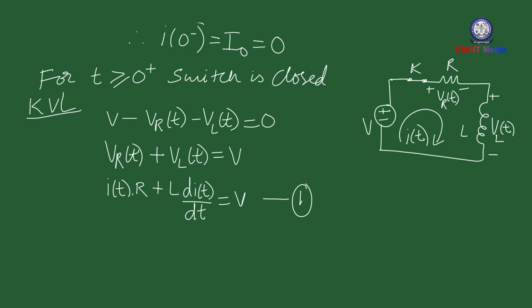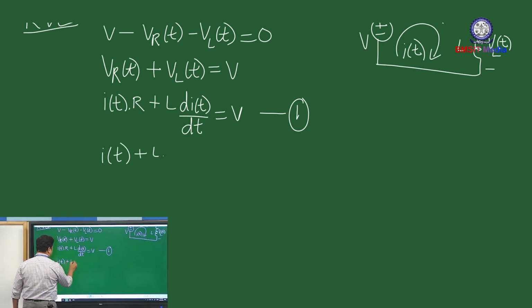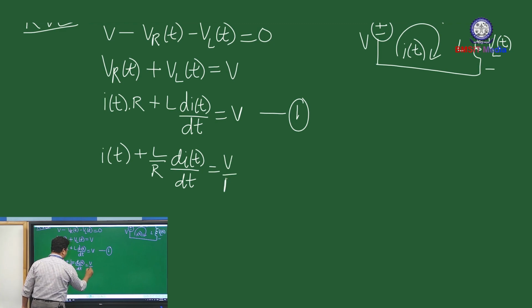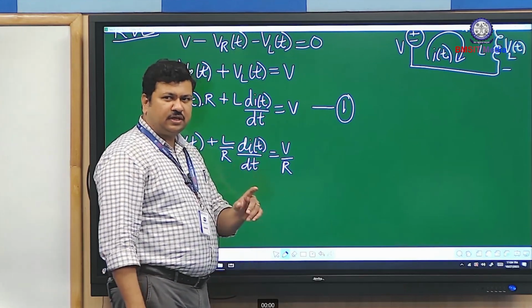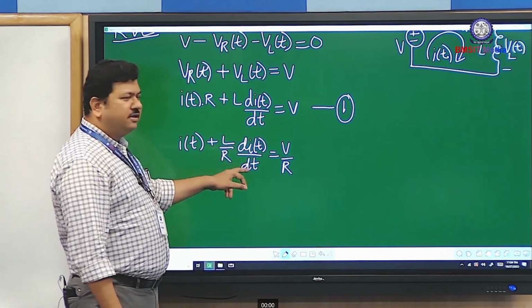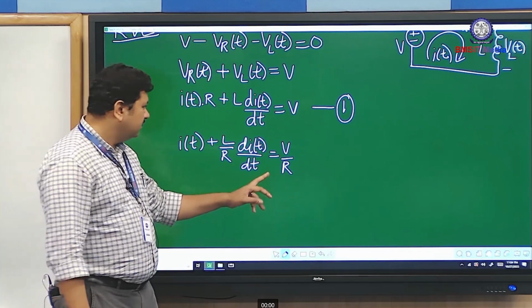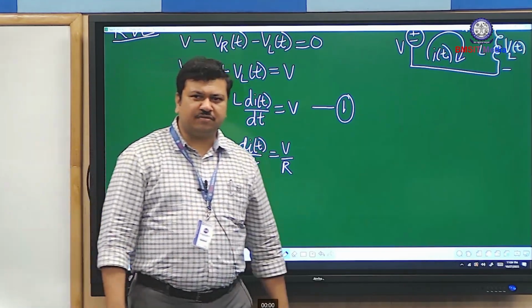Okay. So I will rearrange the terms here. I take I of t plus L over R di of t by dt equals V by R. Okay. So earlier in equation 1, each term was representing voltage. In this expression, each term is representing current. I of t is a current. L di by dt is a voltage across the inductor, divided by resistance is the current. Voltage by resistance is the current. So the same equation is now represented in the form of a current equation.